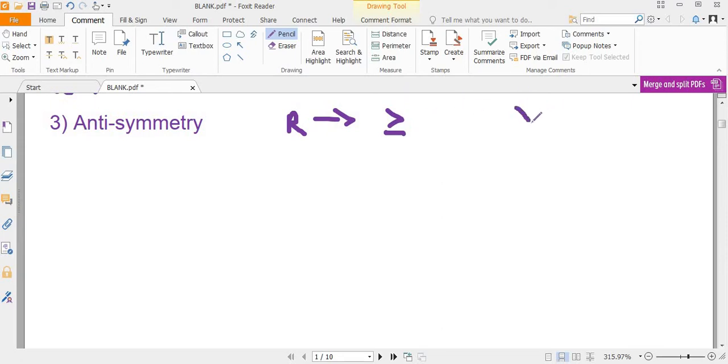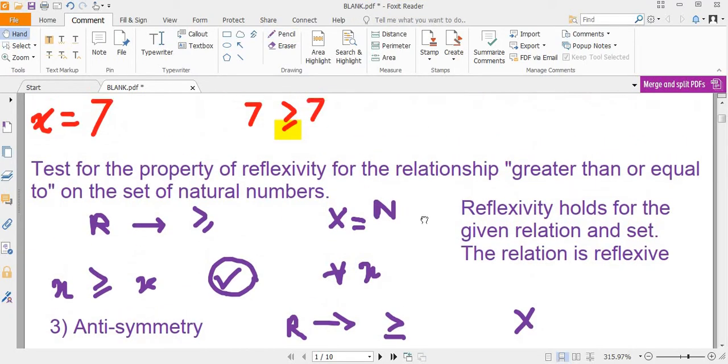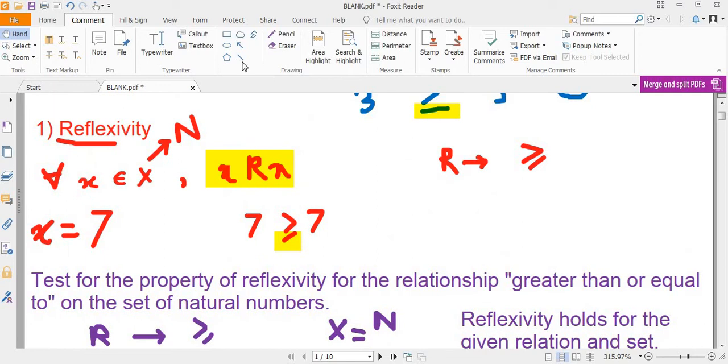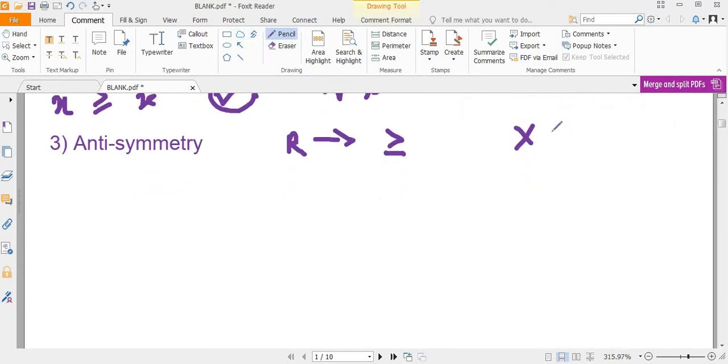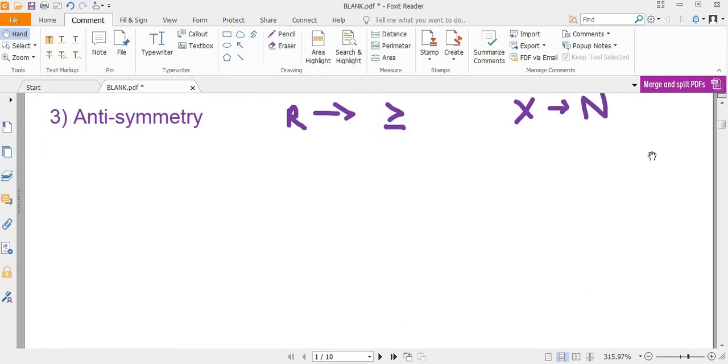And again, let us say that the capital X set, which is essentially the set from which we take the elements under consideration, as you can see from here. So we'll be looking at the set of natural numbers. So capital X is actually the set of natural numbers or the set of positive integers, as I have explained in the previous video. Now what do I mean by the property of antisymmetry?